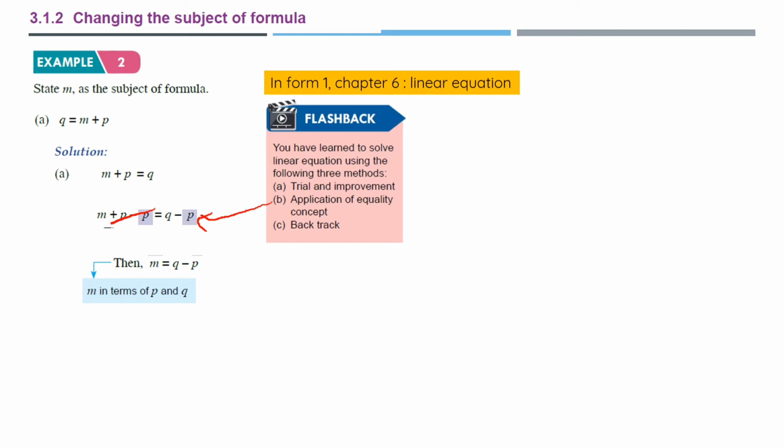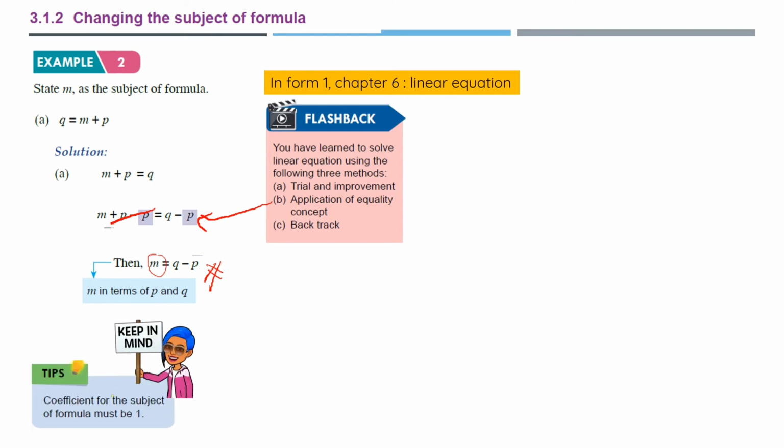So we have already answered this question. State M as the subject of the formula, which is M equals Q minus P. Now M becomes the subject of the formula in terms of P and Q. Remember to keep in mind that the coefficient of the subject of the formula must be 1. So we get M, 1.